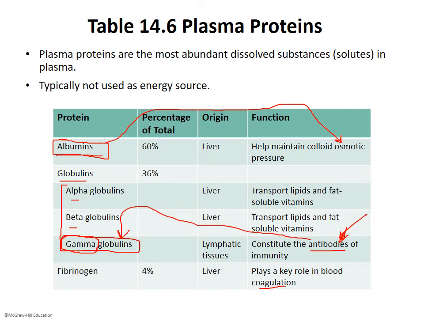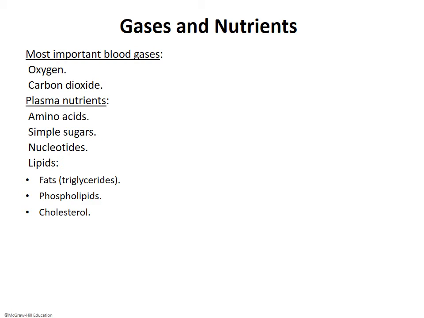All right. So gases and nutrients that are flowing around in our plasma are very important. Obviously, these two are very important. Oxygen is needed to be taken to my cells to give them energy so my cells become happy. When oxygen is in there, they are happy. And as they break down glucose, part of the byproduct is carbon dioxide. So carbon dioxide flows through to get rid of. So that's the cycle that's going on.